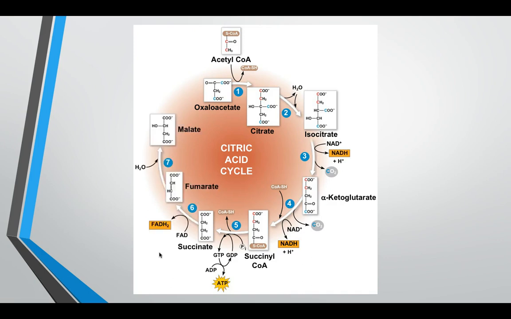After fumarate, water is going to come in. Fumarate becomes malate. And the last reduction of nicotinamide happens as malate is formed back into oxaloacetate, thus completing the cycle. So you're going to get your nicotinamides being reduced at steps 3, 4, and 8. FAD is reduced at step 6, and ATP is made at step 5.